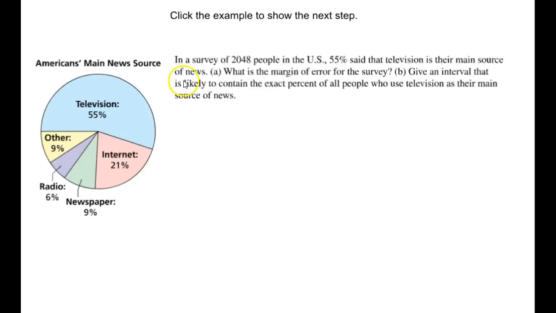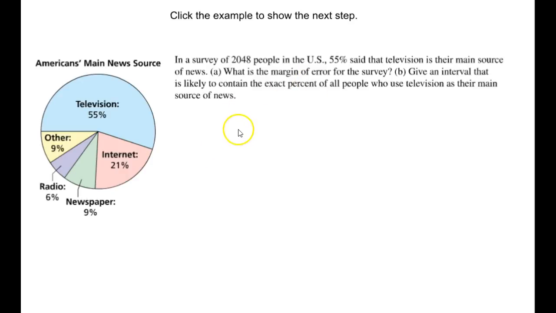So let's look at this. In a survey of 2,048 people in the U.S., 55% said that television is their main source of news, right? And we can see this based on this graph. What is the margin of error for the survey? Then we're supposed to give an interval that is likely to contain the exact percent of all people who use television as their main source of news.